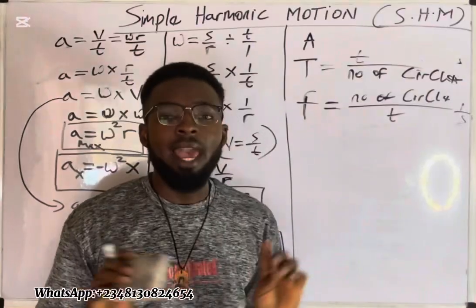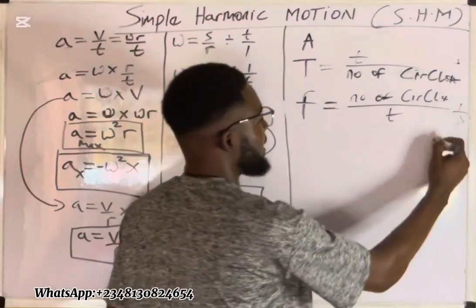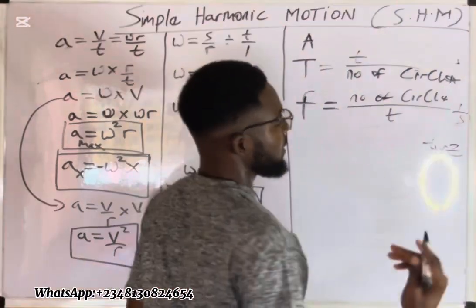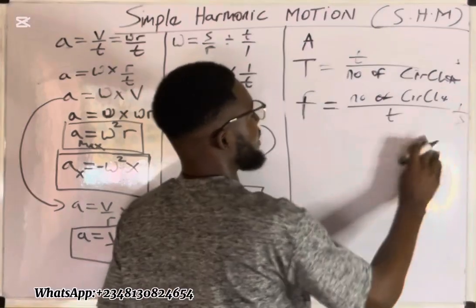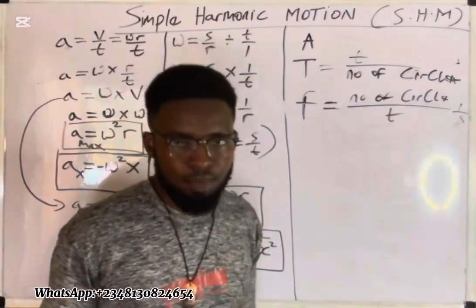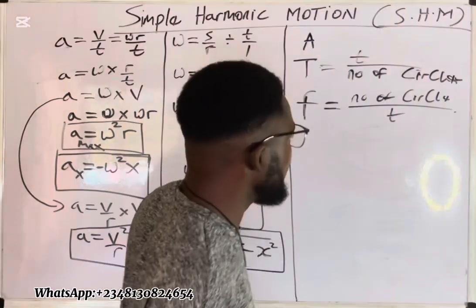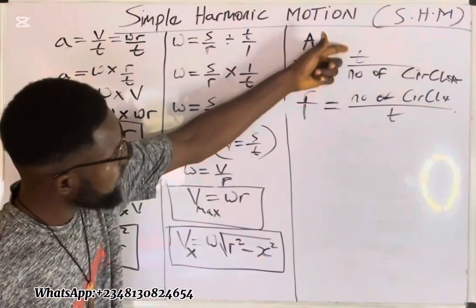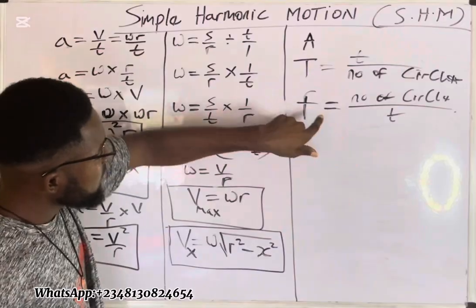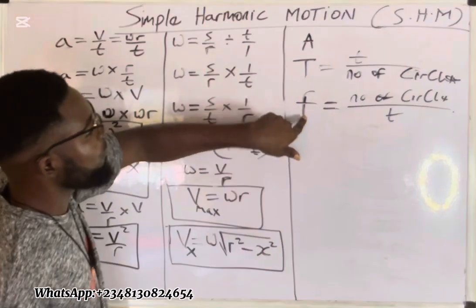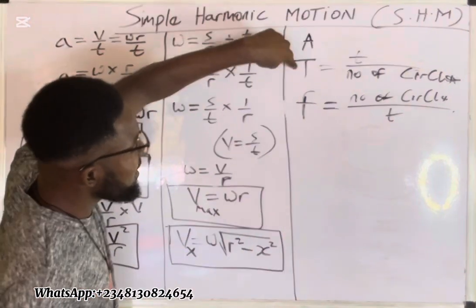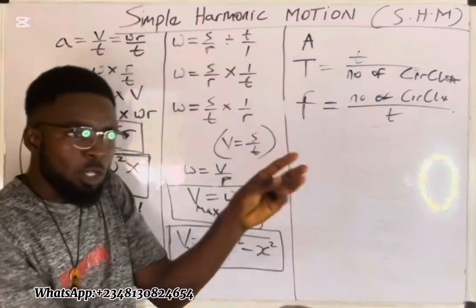Or we use hertz. We use hertz for frequency, as the case may be. But it can also be measured in what? Per seconds, as the case may be. That's the derived unit. If you look at these two, they look alike. That means frequency is the inverse of period. Period is the inverse of frequency. That's when you turn it upside down.